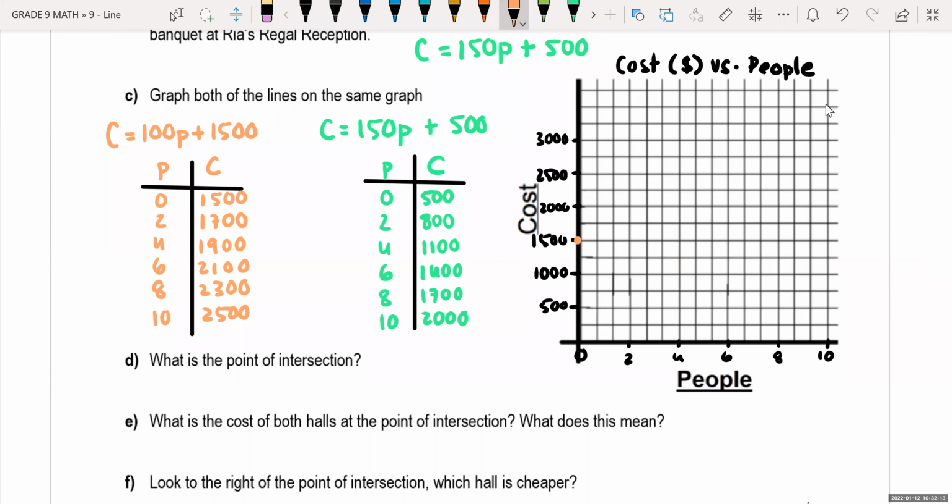So if this is 1,500, then 2 and 1,700 would be approximately there. 4 and 1,900 would be there. 6 and 2,100 would be maybe there. 8 and 2,300 would be just above that line. And 10 and 2,500 would be there. Some of my points may be off just because I am estimating, but when you draw your line of best fit, you should be able to go through most of your points.